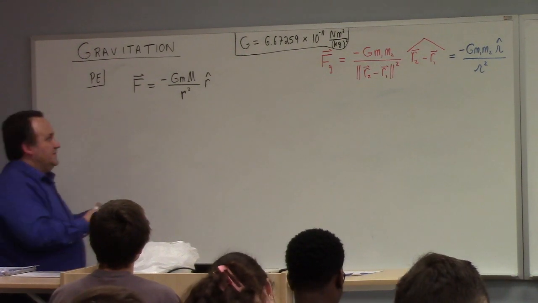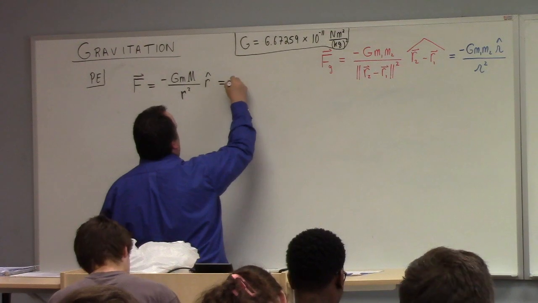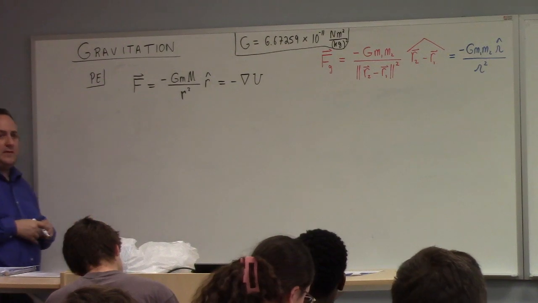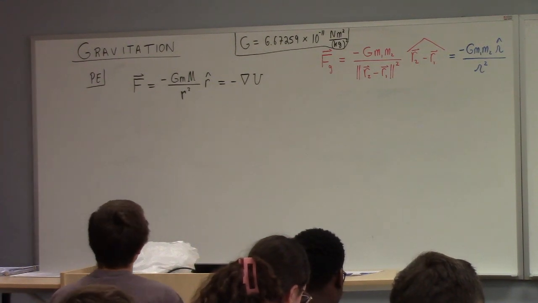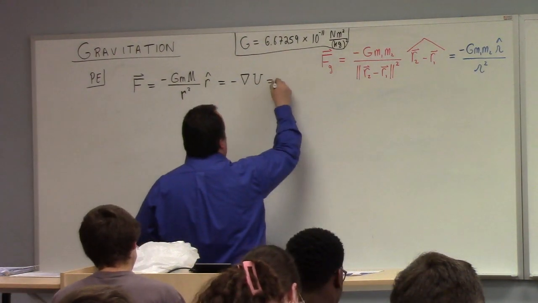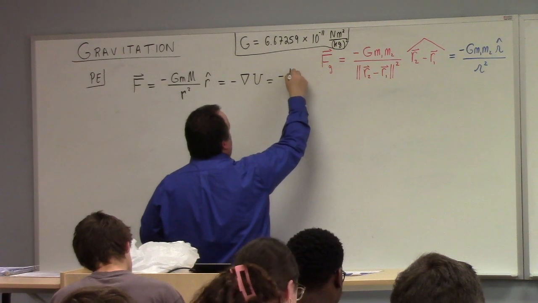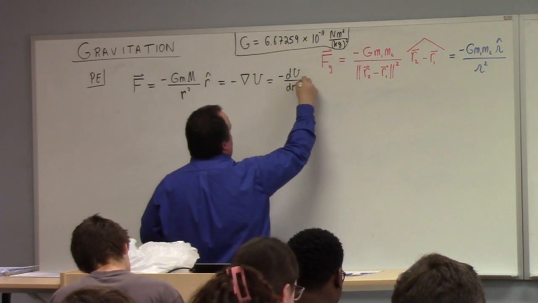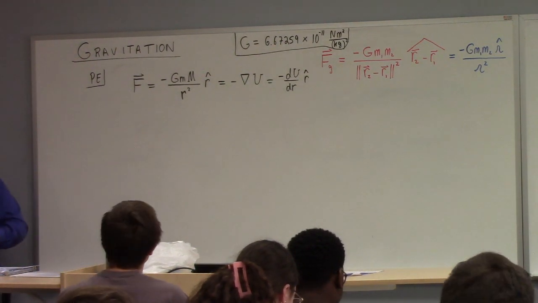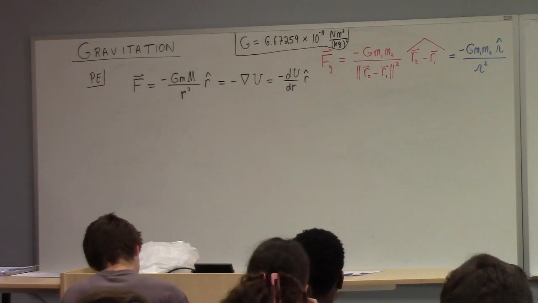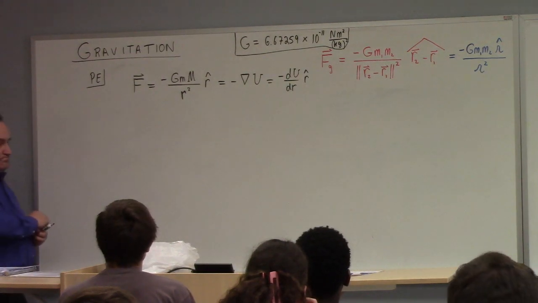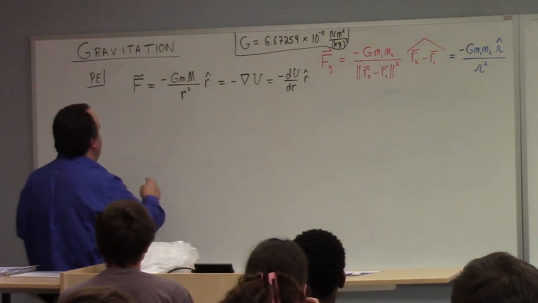So if I want to make that equal to minus the gradient of some potential energy function, since the force is just in the radial direction, the calculus here works out real nice. It's just minus dU/dr r hat. So the potential energy for gravity should just be a function of the distance from the origin if we're talking about the potential energy due to, let's say, the mass big M. All right?